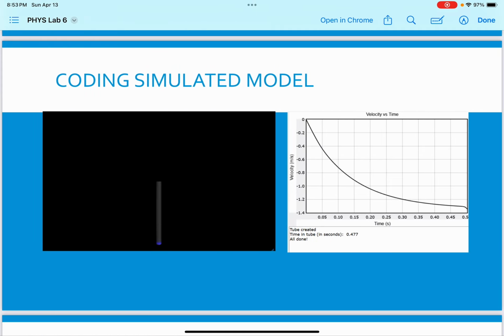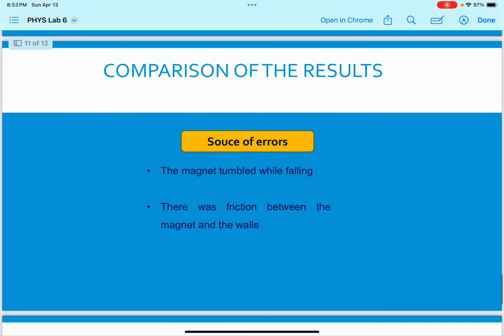So some sources of error are that the magnet didn't fall straight from one end to the other. It tumbled while falling, so there was some friction between the magnet and the walls that in real life may have caused the magnet to delay its time of descent.